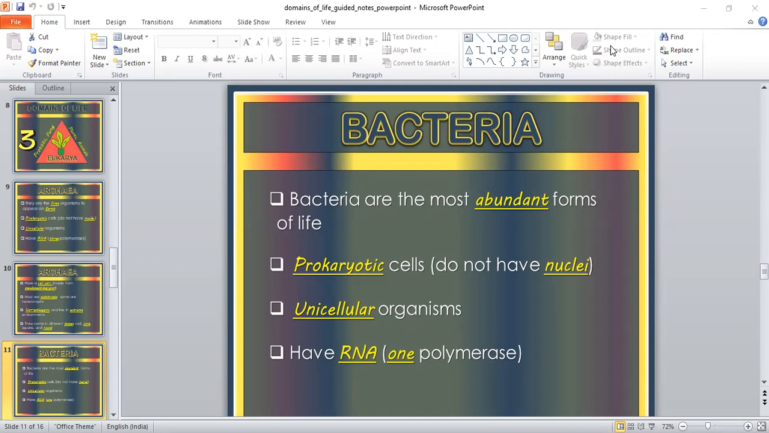Bacteria are unicellular in nature, meaning only one single cell is found in the whole organism. They are separated from each other by the cell wall. They have RNA, they have DNA, and they have one polymerase enzyme. So they are a very diverse group of organisms found on the earth, and they are prokaryotic in nature.